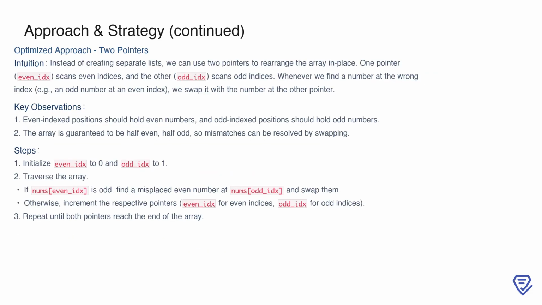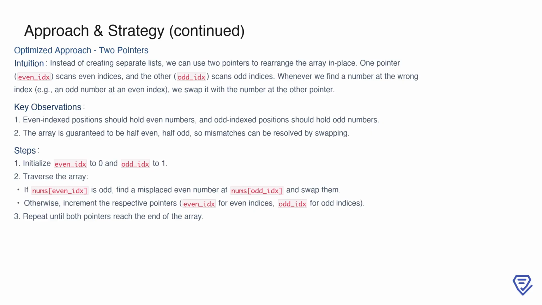A more efficient option is the two-pointers approach, which eliminates the need for extra space by rearranging the array in place. The idea here is to use two pointers, one for even indices and one for odd indices, and resolve mismatches through swapping. For instance, if we find an odd number at an even index, we look for an even number at the current odd pointer and swap the two.